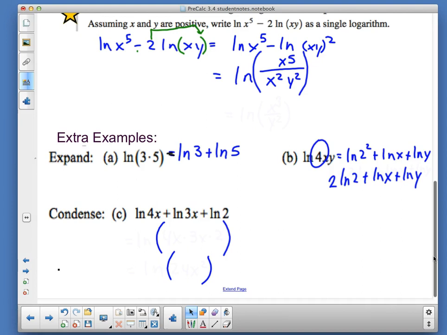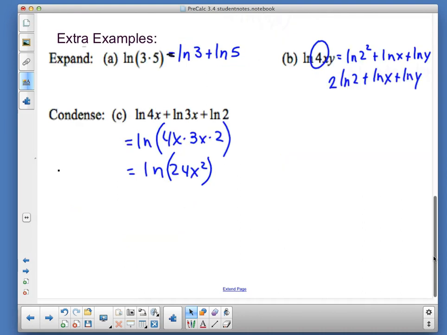Okay, so here's the deal. I got the natural log of 4x plus the natural log of 3x plus natural log of 2. So I got the natural log of 4x times 3x times 2. Okay, so I got those inside. So I have 4 times 3 times 2, which is 24. I've got x times x, which is x squared. And that should be there. And we doing okay, feeling all right with this so far?